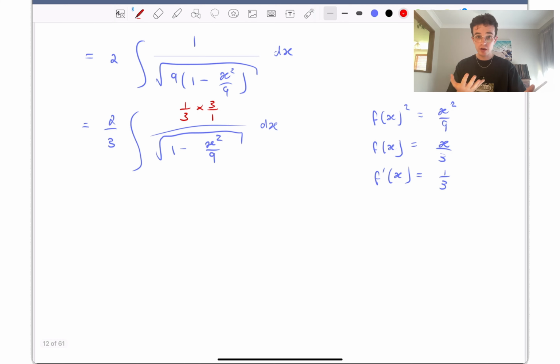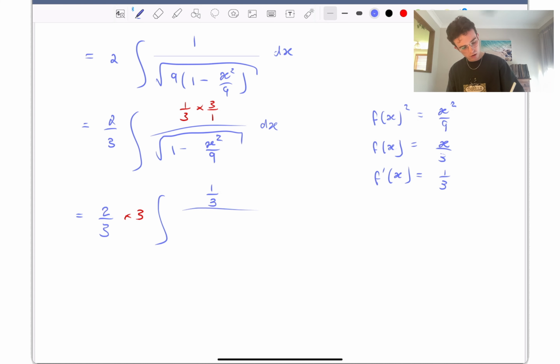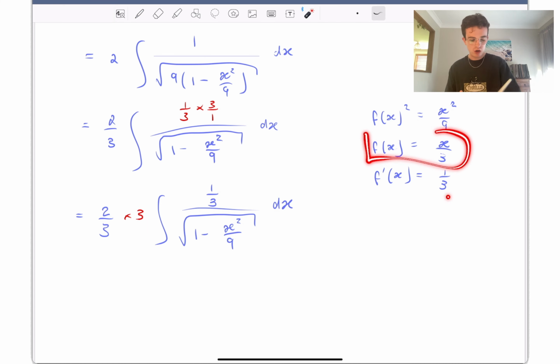Now I really want 1/3 on the top, and this 3 we don't really want there. So let's bring it out the front of the integral. We've got 2 on 3 times 3 times the integral of 1/3 over the square root of 1 minus x squared on 9. Now this is in the correct form. We've got the differentiation of f of x, which is 1/3 on the top, that's good, and I've got a 1 here and then a squared thing here.